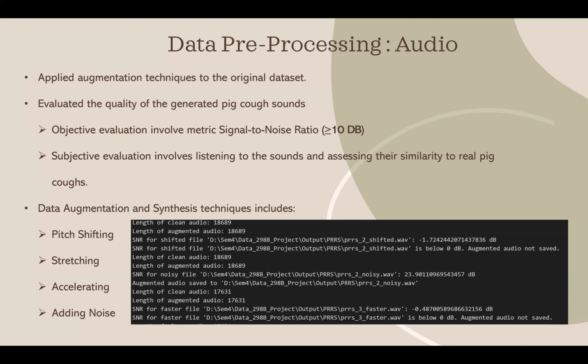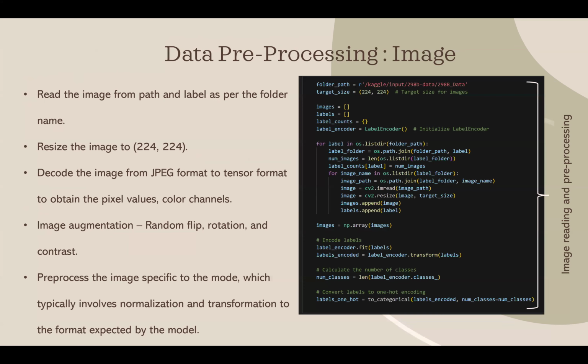input. Data augmentations in this also include pitch shifting, stretching, accelerating, and adding noise. As you can see in the sample, the length of clean audio and the length of augmented audio are shown. Then the signal to noise ratio in decibels is calculated for the different augmented files. If it's more than 10 decibels, the augmented data will be saved. Otherwise, augmented data is not saved, as you can see in the sample below.